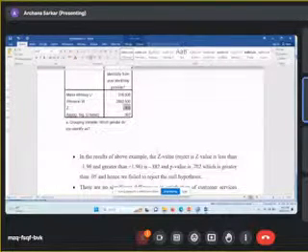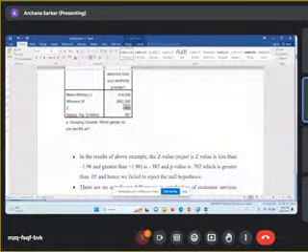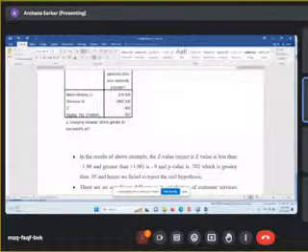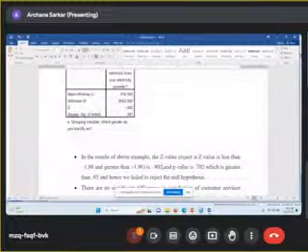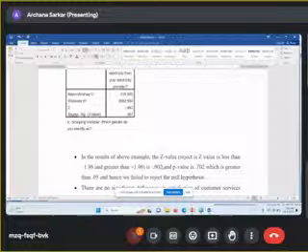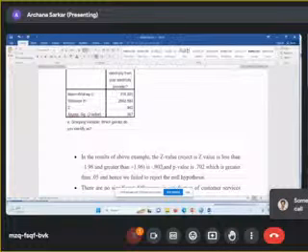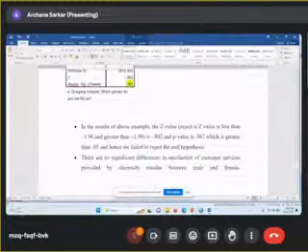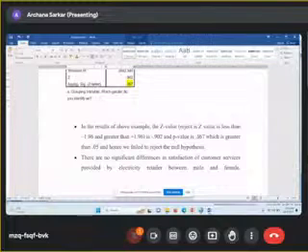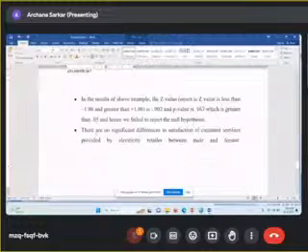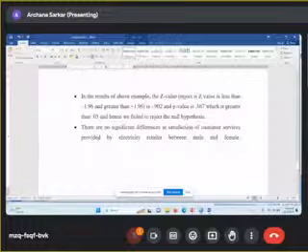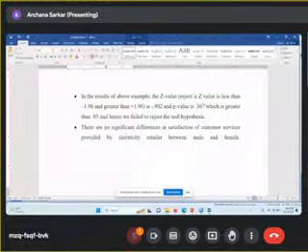Okay. Here, what is the value we are getting? The value we are getting is 0.902. So what is its range? Should it fall in the less than minus 1.96 range? No, it is greater than that. We fail to reject the null hypothesis. That means we accept the null hypothesis. So what we can say is that there are no significant differences in satisfaction of customer service provided by electricity retailer between male and female. So there is no difference there.